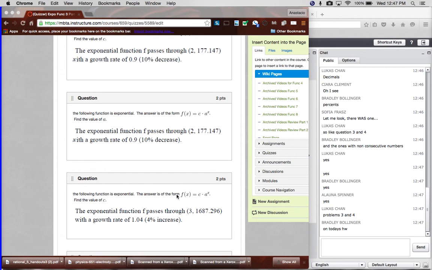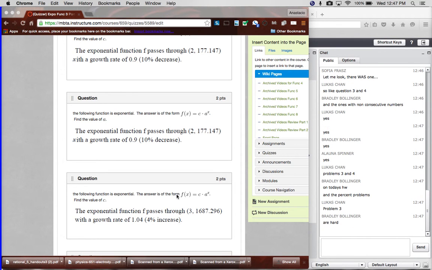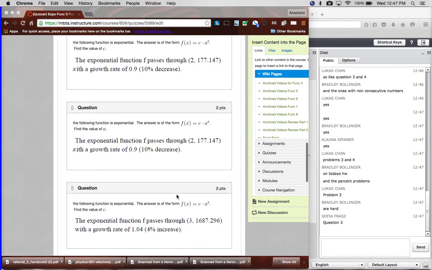I'll tell you what. I'll do one from yesterday, and I'll do one from today. Quick, throw it out there. What do you guys want from yesterday? Which one do you want? Number three. Number three. All right, cool. Let's do it.